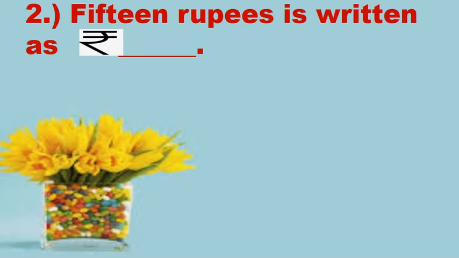We have the number name fifteen, so we have to write the numerical value 15. 15 rupees is written as rupees 15. You all understand? Make a proper copy.